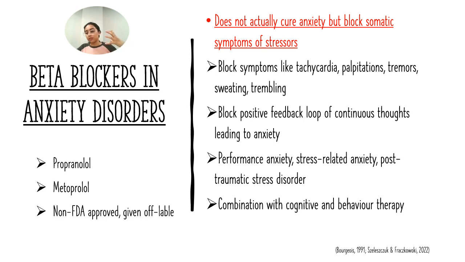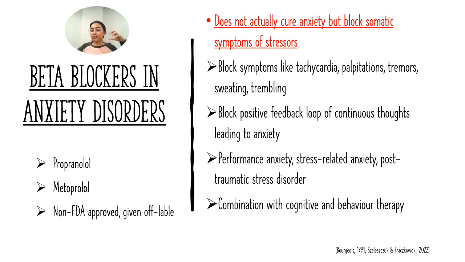Once the stressor comes, the body goes into a fight or flight response and it produces certain symptoms. So beta blockers decrease or block the physical symptoms that are produced because of the arrival of the stressor. They block symptoms like tachycardia, palpitations, tremors, sweating, and trembling.